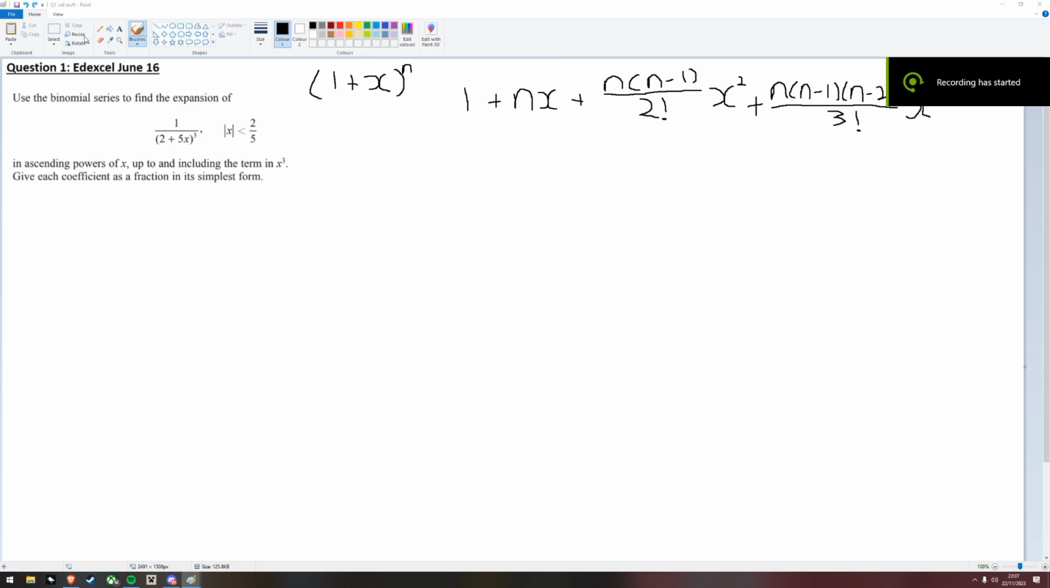So for the first question, we are told to use the binomial expansion series to find the expansion of 1 over (2 plus 5x) to the power of 3. Now we first simplify this down. We don't like it over 1, so we'd put it as (2 plus 5x) all to the power of minus 3. Now we've got this 2 here. We can't have this 2, we need a 1 at the front. So we'll pull out 2 to the minus 3. 2 cubed is 8, so 2 to the minus 3 is just an eighth.